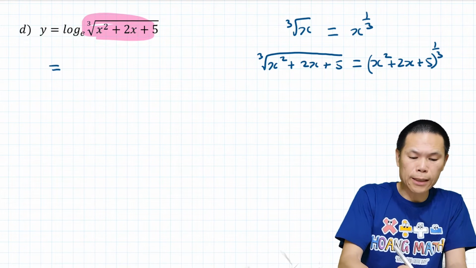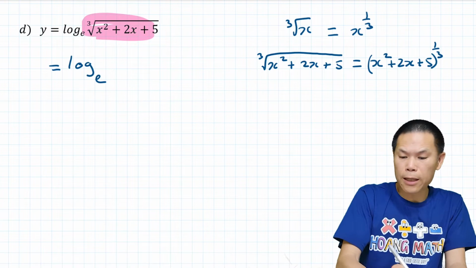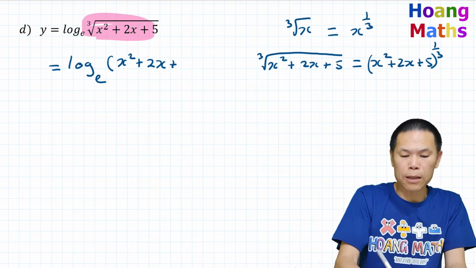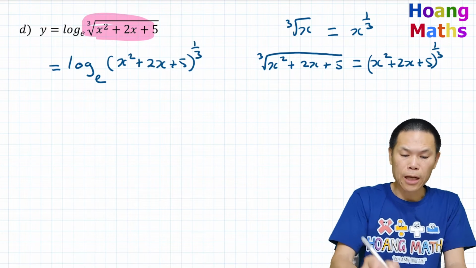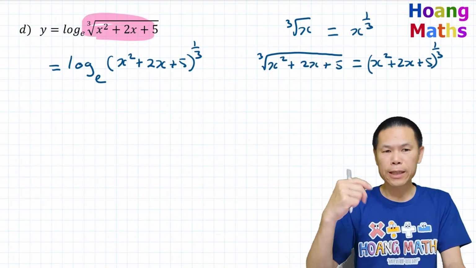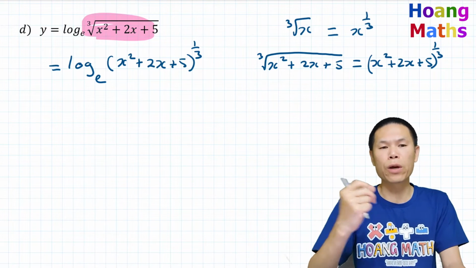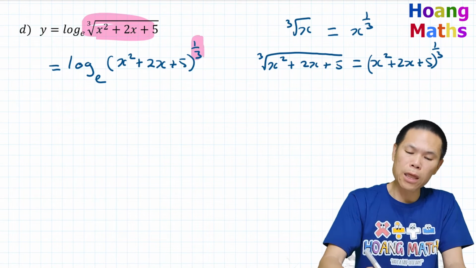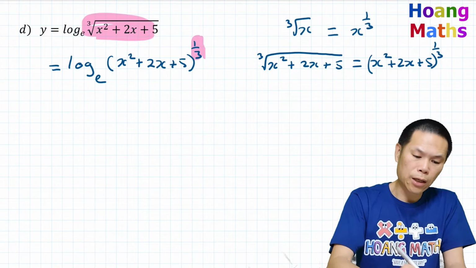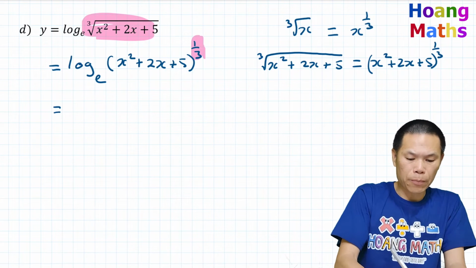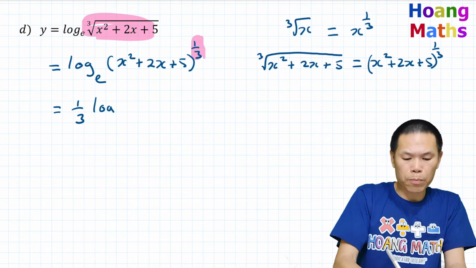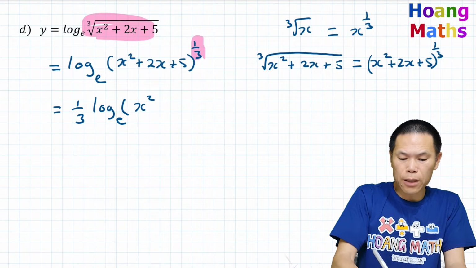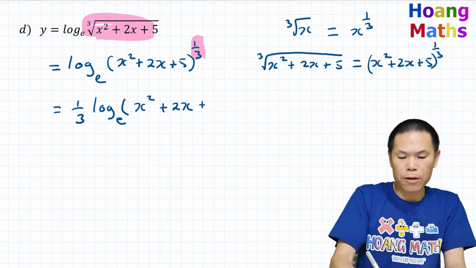So therefore, this is exactly the same as log base e of bracket x squared plus 2x plus 5 power of 1/3. So don't forget, log base e is exactly the same as ln. Okay, it's just a different way of writing. That's all. So now we use log law. So this 1/3 we can bring to the front. So that is exactly the same as 1/3 log base e or ln of x squared plus 2x plus 5. We just write the function out first.